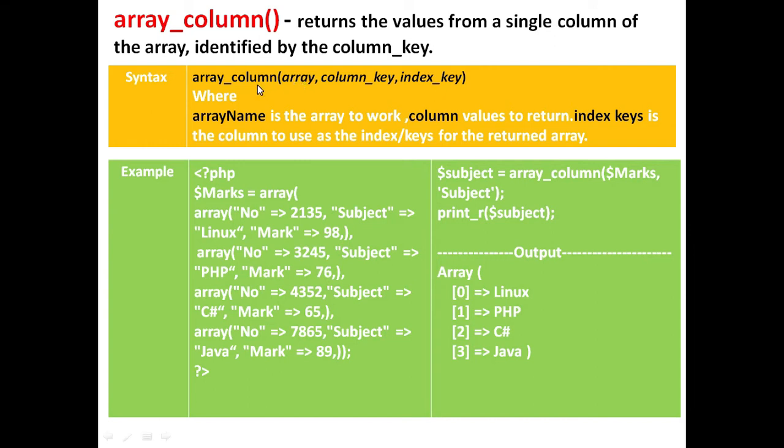General syntax is array, column_key and index_key, where array is the name of the array, column_key is the column to return, and index_key is the column to use as the index or keys for the returned array. For this, I define the array with the name marks, which contains number, subject and mark as column keys. And here I use array_column with marks and only subject. It will return the subject column values, that is Linux, PHP, C# and Java.